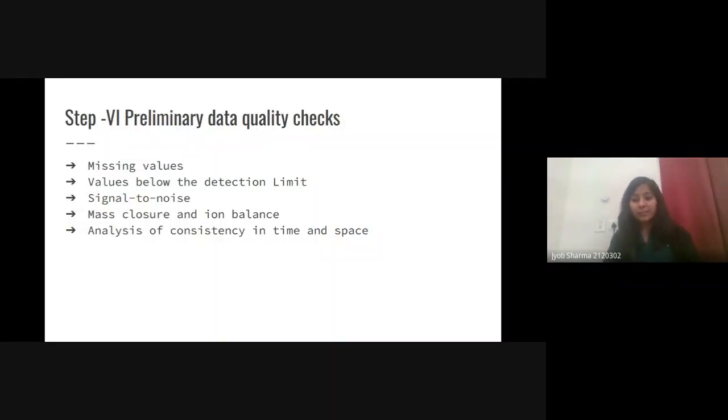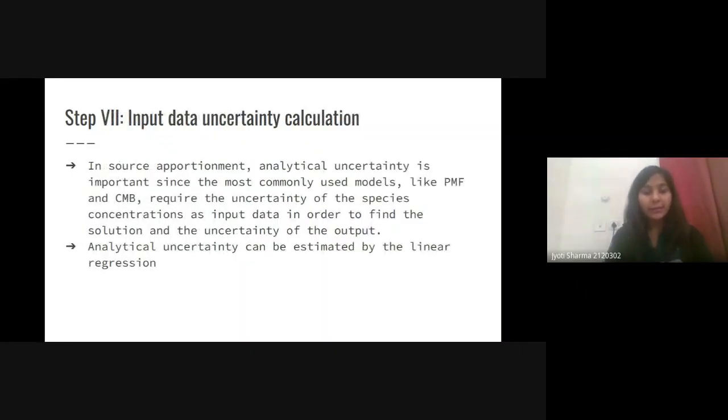Then the signal to noise ratio, you will calculate how much signal you have, how much noise you have. Based on that you will create the noise ratio, and based on that you can remove the noise part. Then the mass closure and ion balance. You people know that cations and anions should be equivalent. If there is any discrepancy, if these are not equivalent to each other, then you have to do something about that. Then the analysis of contingency in time and space. If something is missing, then you will try to fill it either with linear regression or with some other statistical formulation.